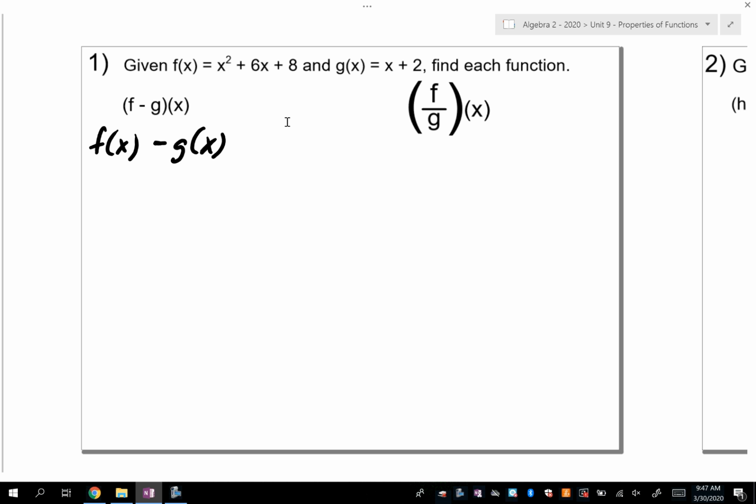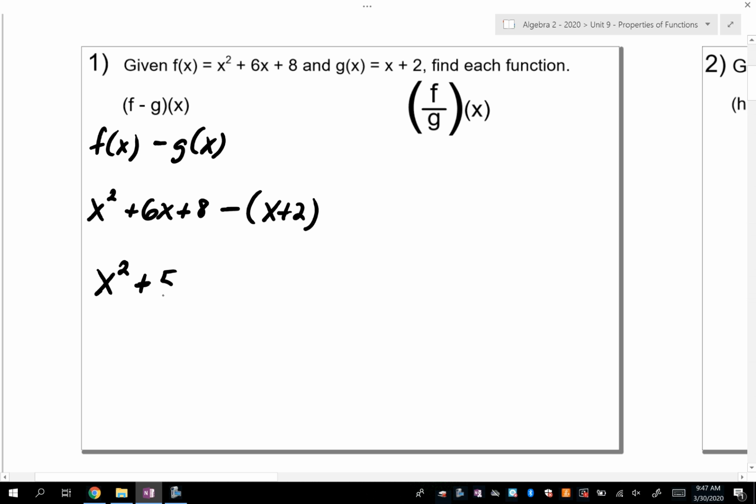That was one of the reasons not everyone got all of the questions right on the exit ticket for function operations. So we have x squared plus 6x plus 8 minus, and then to tell my brain I have to subtract everything in the g of x function, I'm going to put it in parentheses. You can distribute the negative if you would like. I don't do that. That's not efficient for my brain. I just subtract. So I'm going to have x squared, because x squared minus no other x squared is still x squared. 6x minus x is 5x. And 8 minus 2 is 6. So the function f minus g of x is x squared plus 5x plus 6.